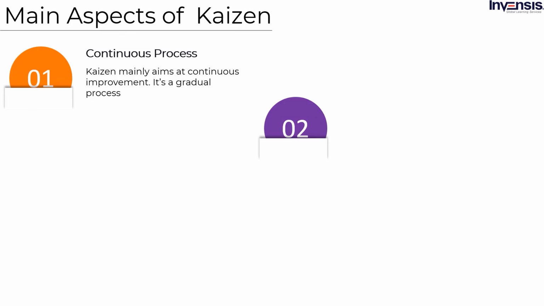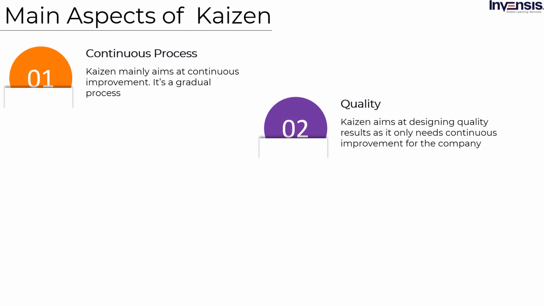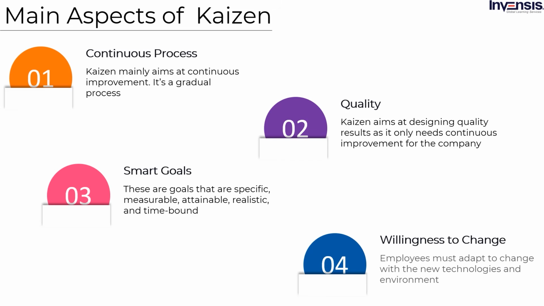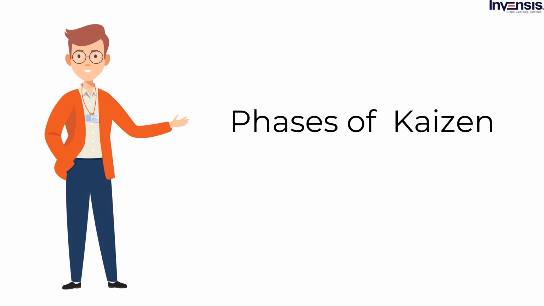The next one is quality. Kaizen aims at designing quality results. Because, in the end, it only needs continuous improvement of the company. The third aspect is SMART goals. These are goals that are specific, measurable, attainable, realistic, and time-bound. The last aspect would be willingness to change. Employees must adapt to change with the new technologies and environment. Due to this, continuous improvement can be found. After knowing the primary aspects of Kaizen, let us look at the 7 phases of Kaizen.